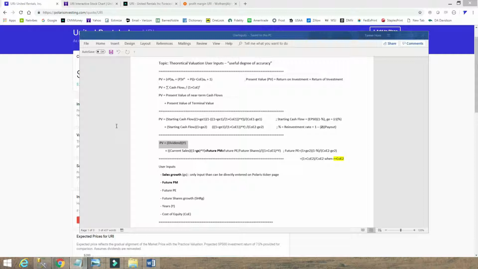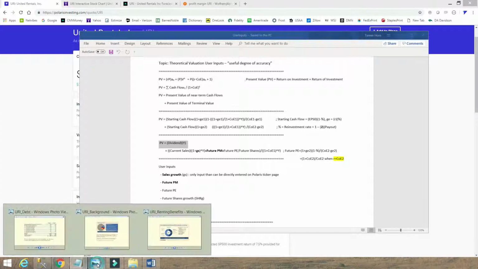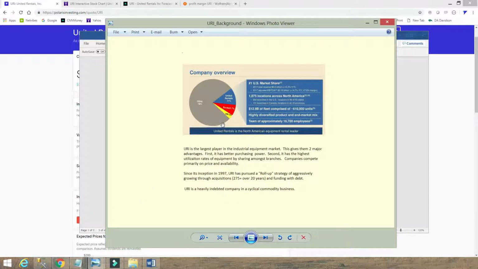Overall, the strategy of United Rentals is fairly straightforward. They're just going to try to continue to grow like they have for the last 20 years and consume, or take on and capture, more of this very fragmented market.